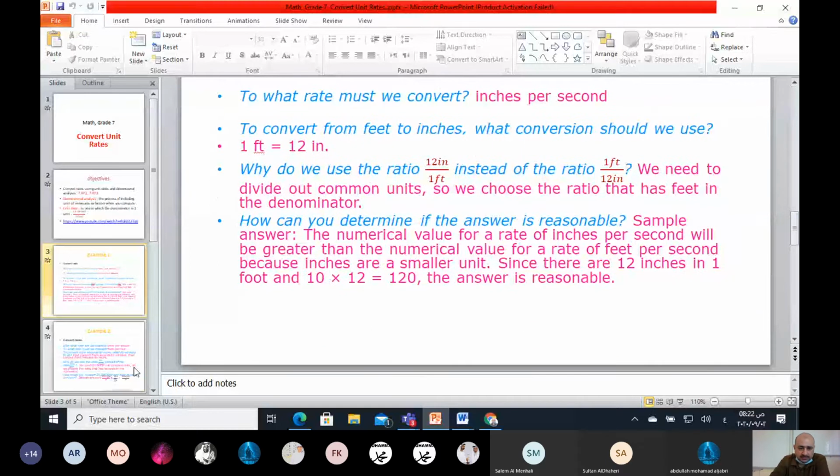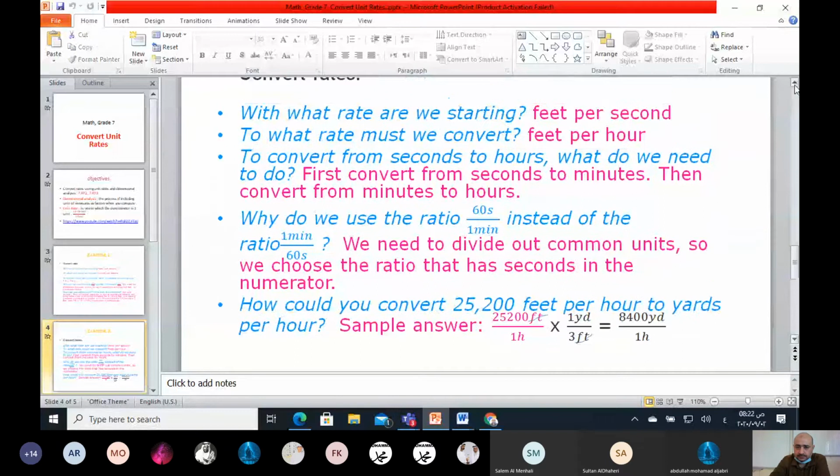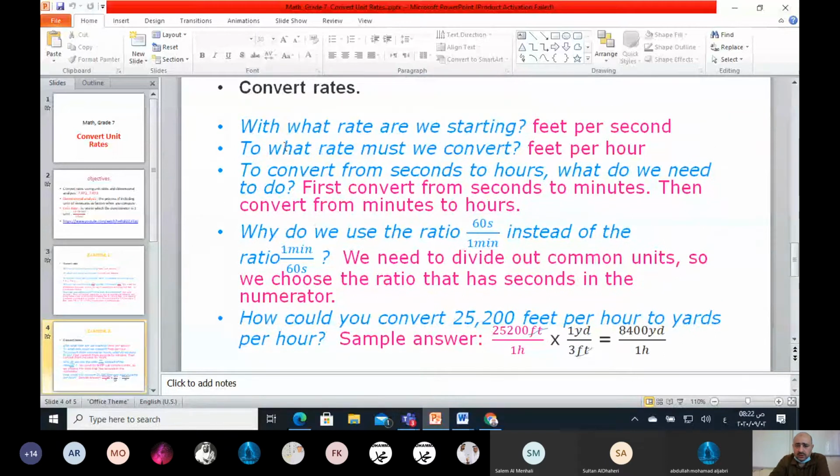The second example here. With what rate are we starting? Suppose we have here feet per second, and to what rate must we convert? We want to convert to feet per hour. No change in the feet, the change is between second and hour.